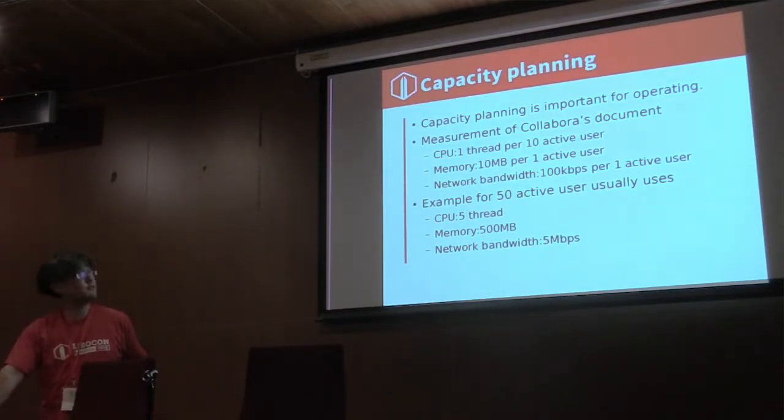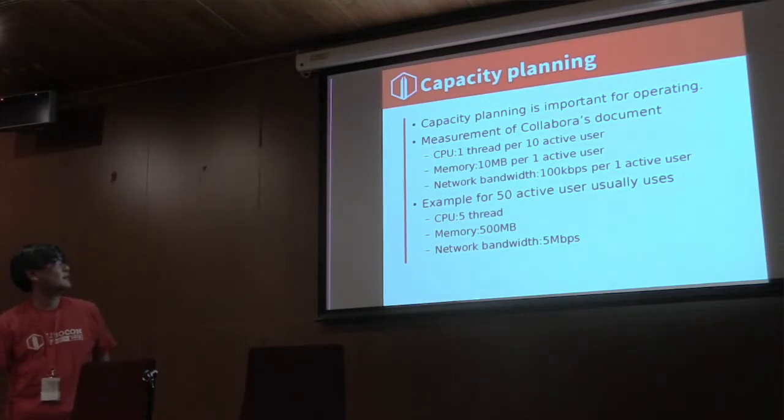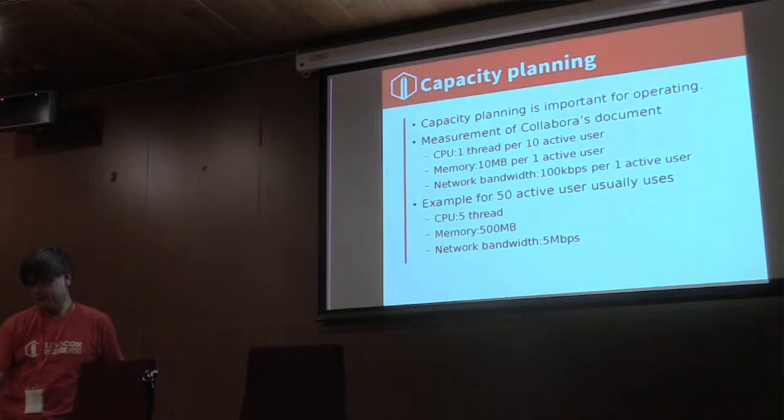But capacity planning is important for building LibreOffice Online servers, or many other servers. The measured parameters from the open document for capacity planning are: CPU, one thread per 10 active users; memory, 10 megabytes per active user; and network bandwidth, 100 kbps per active user.